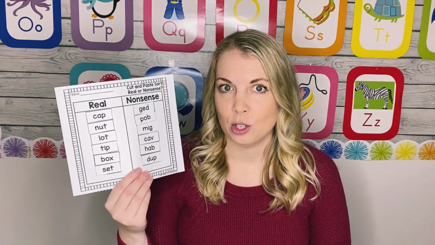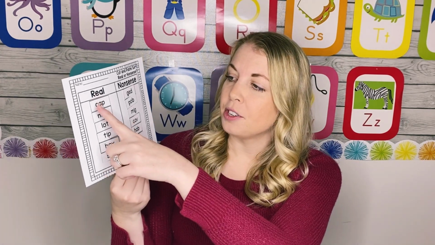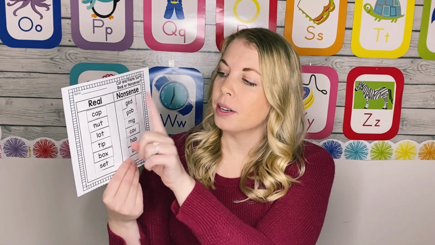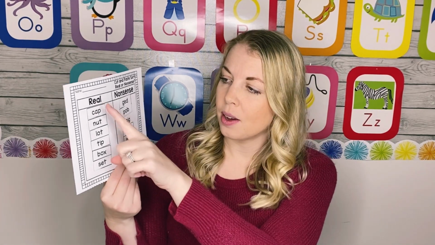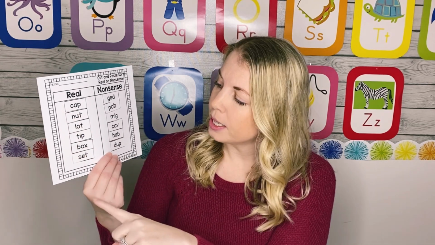So after I do that pocket chart sort, I always like to do an independent activity, just to see where they're at. This really helps me identify the students who are just guessing at the words. So we do a cut and paste sort. They have to read each word and then glue it under real or nonsense words. And so you'll see that they were able to identify the real words here and the nonsense words here.